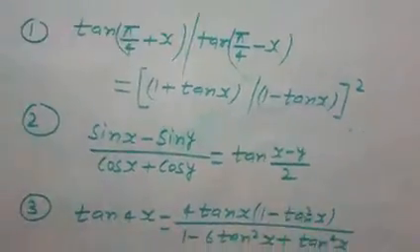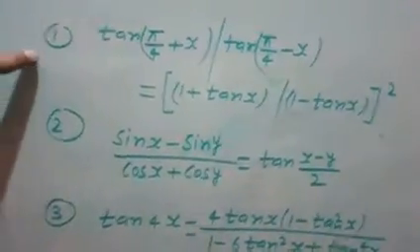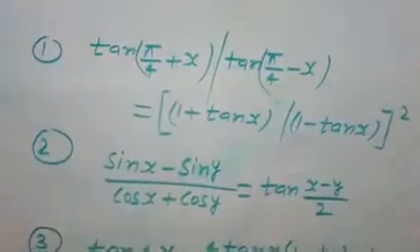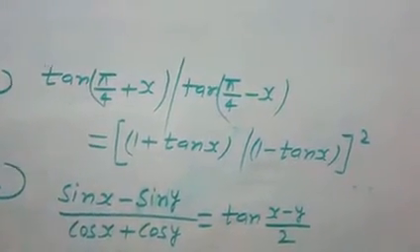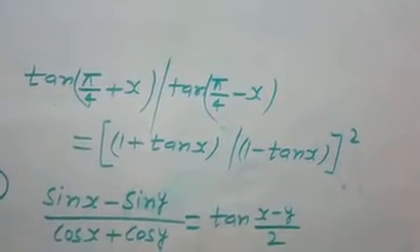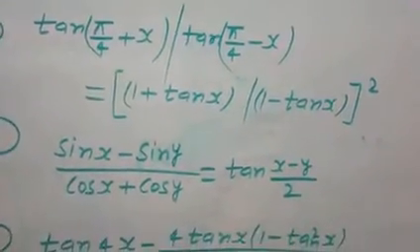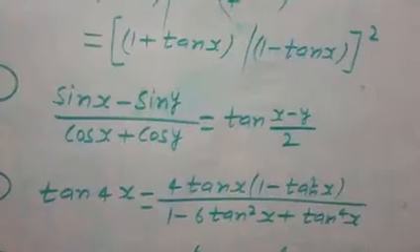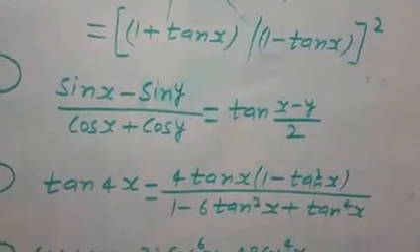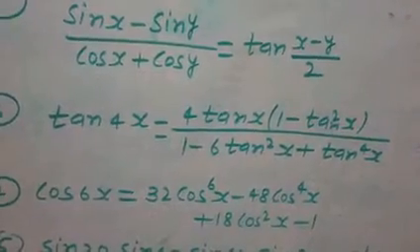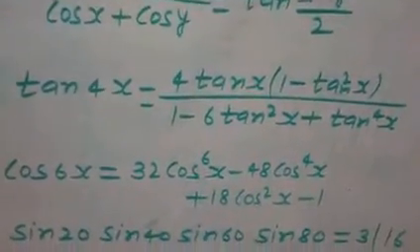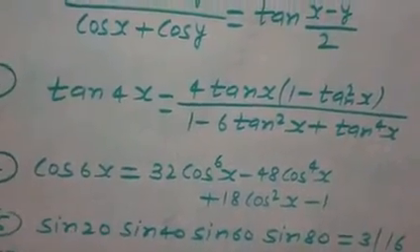I am going to solve a few questions. You can see on the board: tan(π/4 + x) upon tan(π/4 − x) is equal to ((1 + tan x) upon (1 − tan x)) whole square. Another question is (sin x − sin y) upon (cos x + cos y), and we have to prove tan((x − y)/2). Then the next question is tan 4x equals 4 tan x (1 − tan² x) upon 1 − 6 tan² x + tan⁴ x.